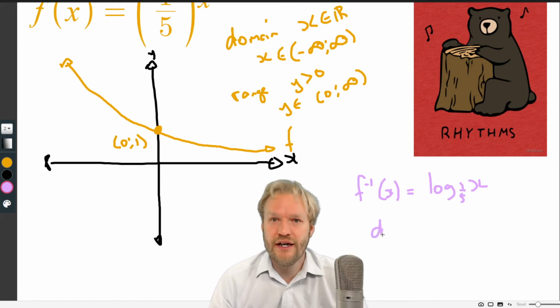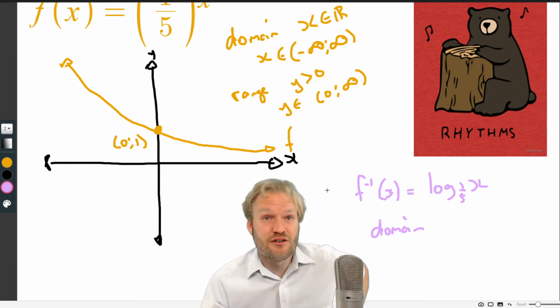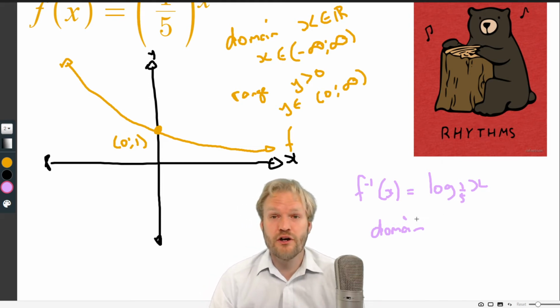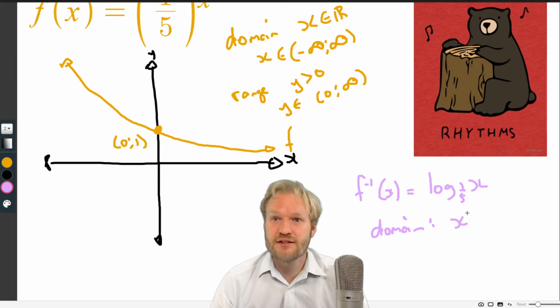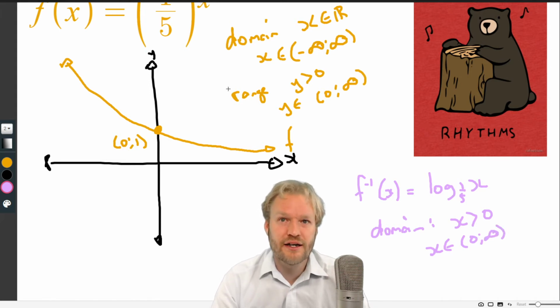So our domain for this graph, before even sketching the function, we can work out because we've got the range of the original function. Remember, x is y and y is x. So our domain here is x is greater than 0, or perhaps you wrote it as x is an element of (0, infinity). So the link I really want to make here is the range and the domain.